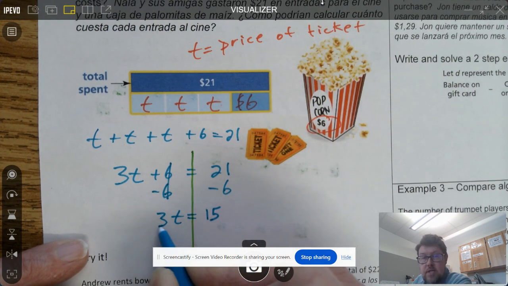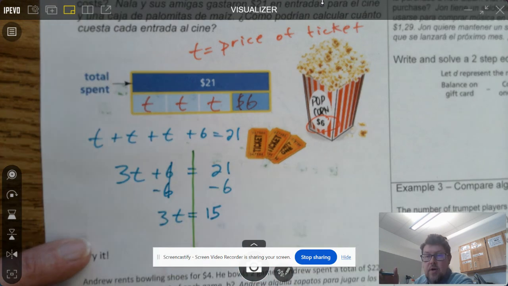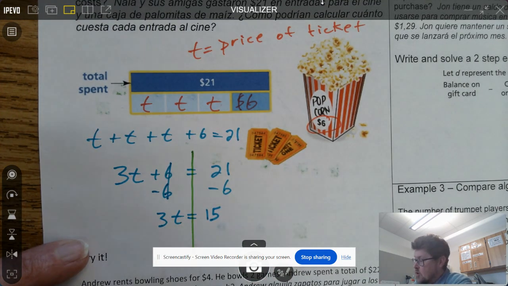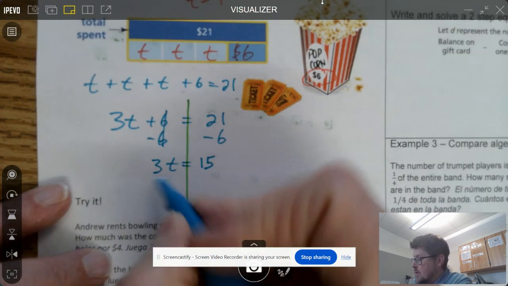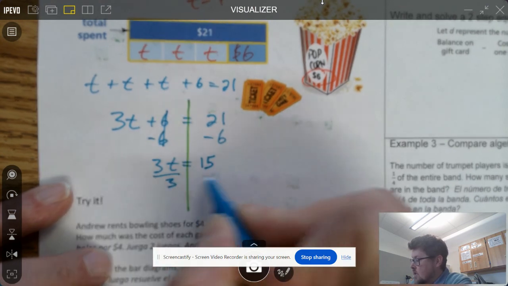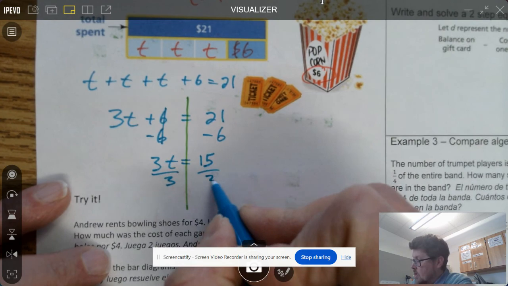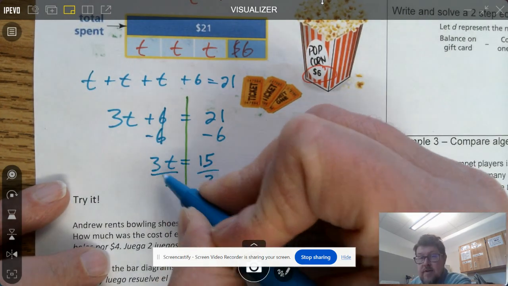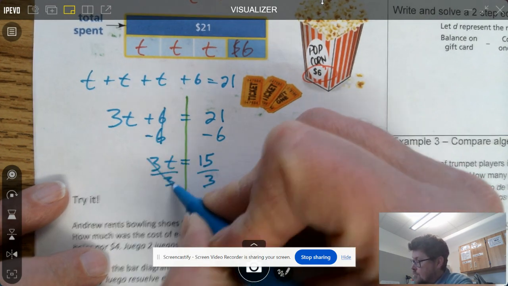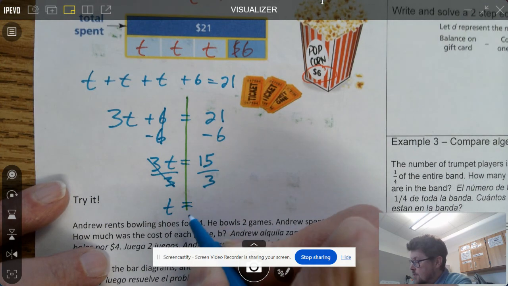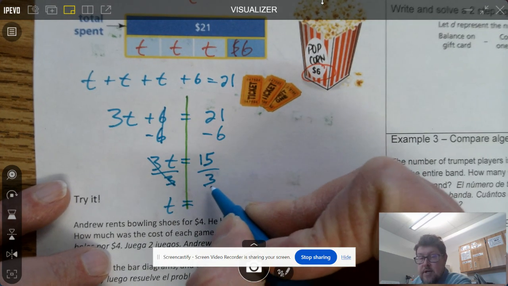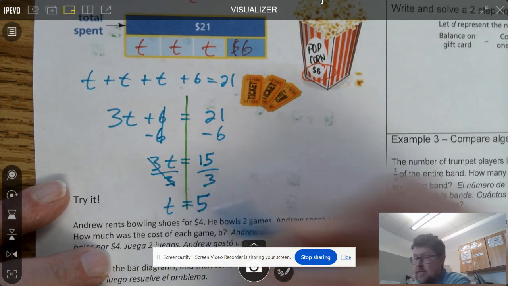And then I have multiplication happening here. Whenever you have a number next to a letter, that's multiplication. And the opposite of multiplication, or the inverse, is division. So la apuesta de multiplicación es división. So divide by 3 on both sides. 3 divided by 3 is 1. So I get t equals 15 divided by 3. 3 goes into 15 5 times.